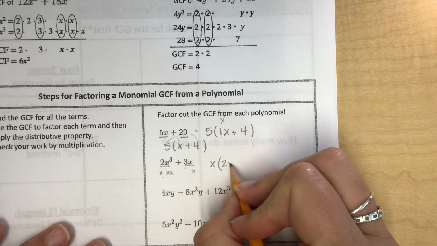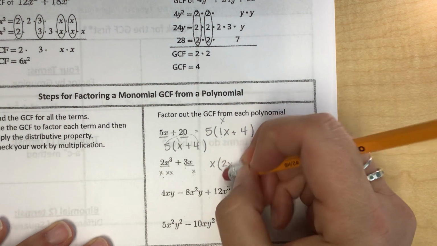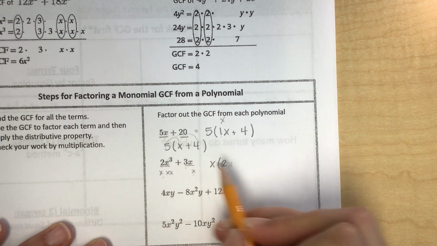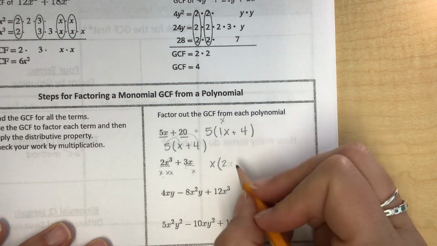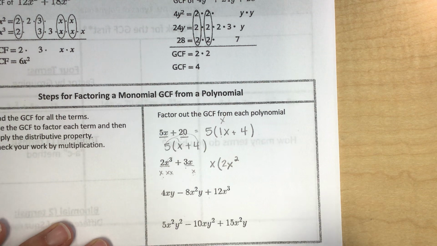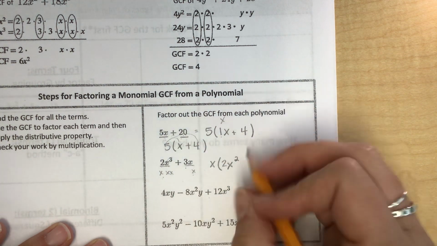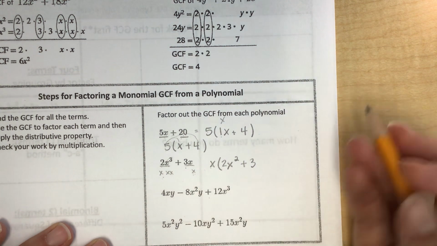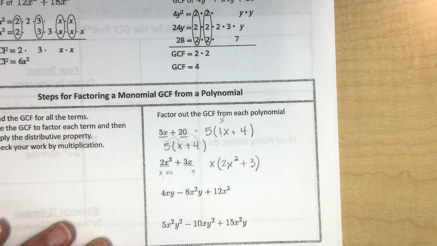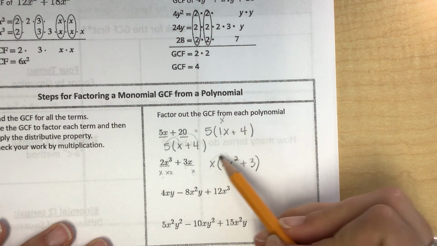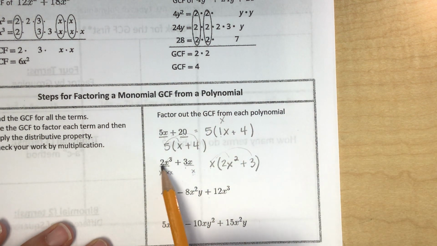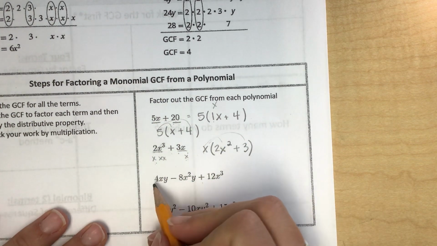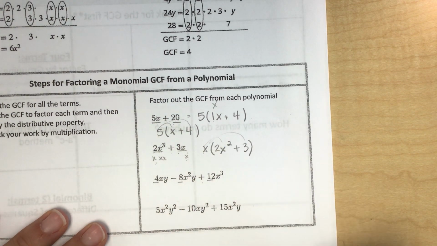So this leaves me with 2, because I didn't take a number out. I started with 3 x's, I took one of them out, so now I have x squared. Then we have 3, we didn't do anything with numbers. I had 1x, I took 1x out, so I don't have any x's left. Now again, if I were to distribute this, I would get 2x to the third plus 3x. All right, and we look down here, we have 4, 8, and 12.